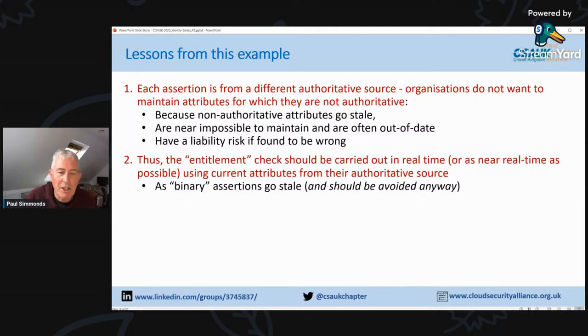Binary assertions, like he has a current first aid qualification, go stale, because my first aid qualification only lasts for 3 years. So it should be avoided anyway. So we should be asking for assertions as, if I'm taking him canoeing in a week's time, is my first aid qualification valid until whatever the date in a week's time is?